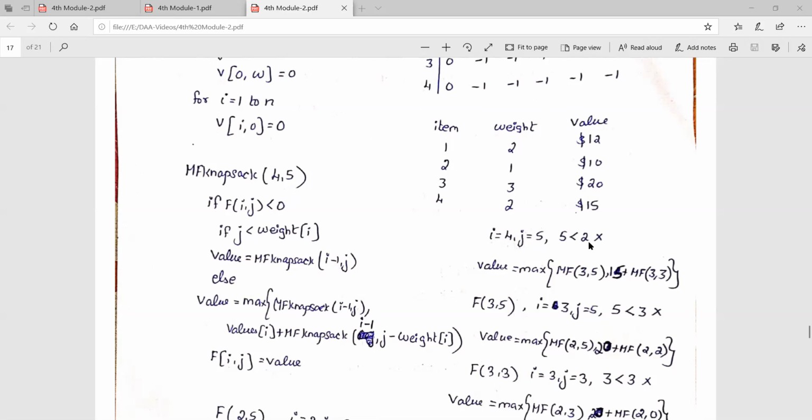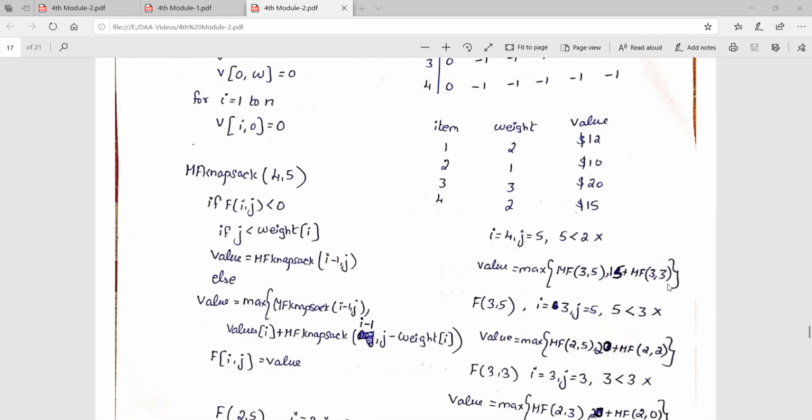If 5 is less than 2, what do we have to do? This condition is not true. So if the condition is not true, we have to take the second option, that is the maximum of MF(3, 5), that is i-1, j. Here i value is 4, so i-1 gives 3 comma 5, plus the profit. What is the profit of the fourth object? It is 15. So 15 plus MF of i-1, that is 3, comma j minus wi. What is the value of j here? j will be 5 and the weight will be 2.